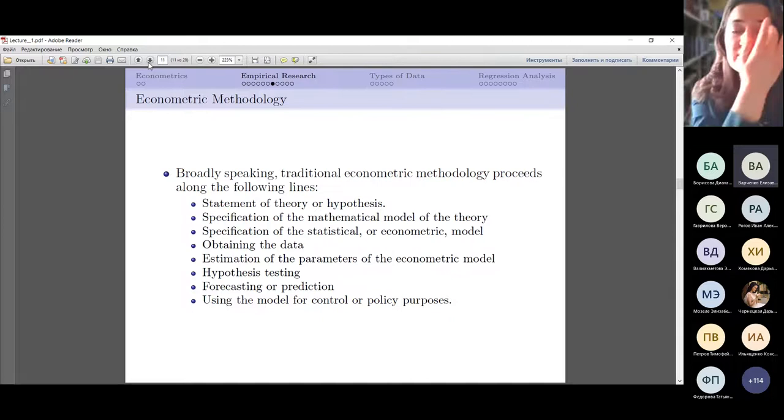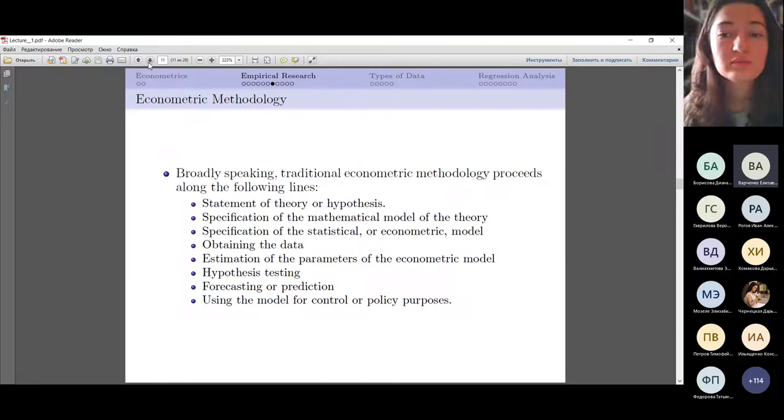And the next stage, you should specify a mathematical model of this theory. A model is simply a set of mathematical equations, single or multiple equations. And again, it all begins with the theory that's relevant for your field, because you need to understand how variables are related to one another.